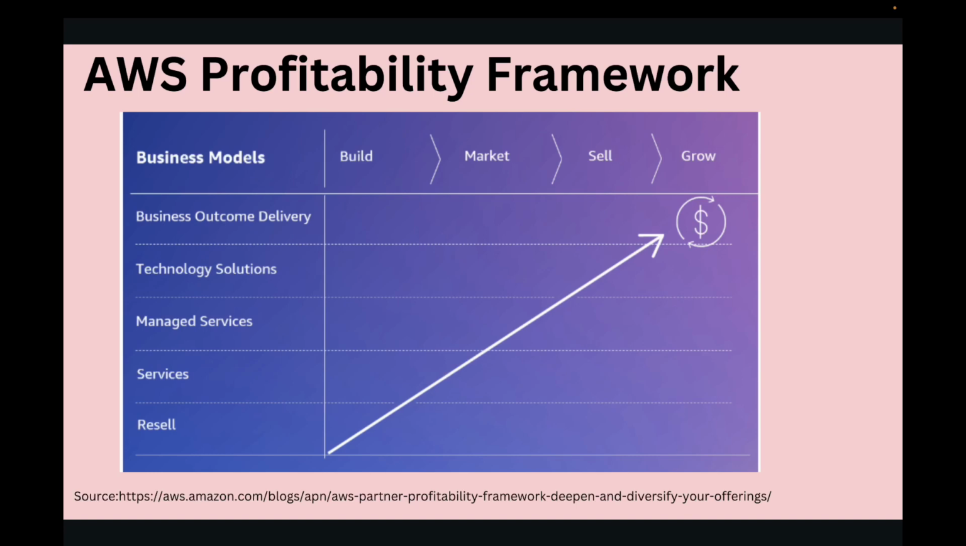I highly encourage reading the whole blog and also the research study PDF that you can find there. That will help you figure out where you want to take your AWS partner program and business.